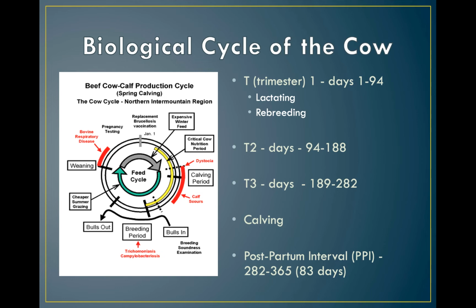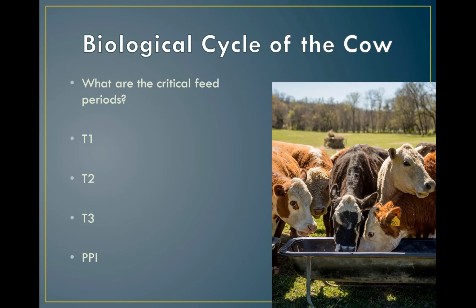During this time, that cow's going to need increased nutrient supplementation because she has just calved and she's getting ready to go into peak lactation. So the biological cycle of this cow can be really mapped out on a calendar. We're going to look at what that looks like here in just a second. But it's important for you to make sure that you understand what the critical feed periods are going to be during the year for your cow herd.